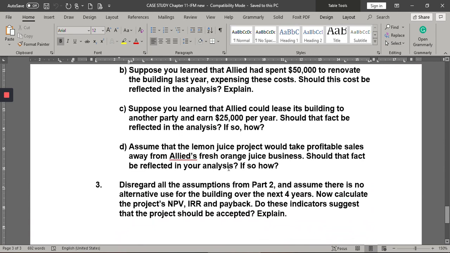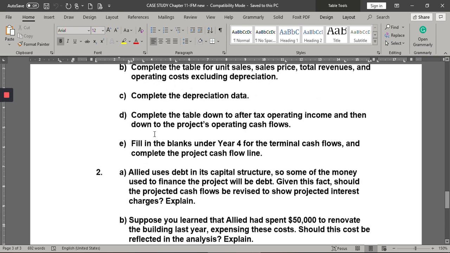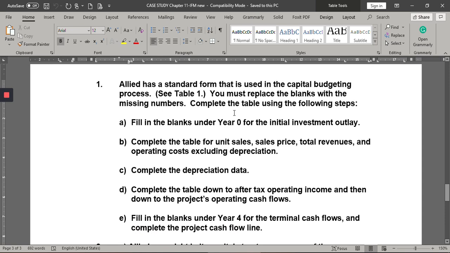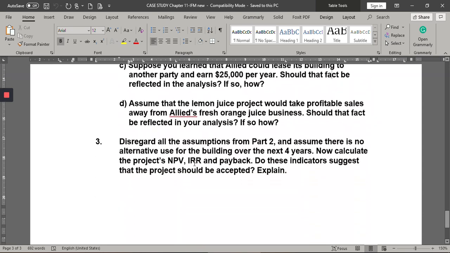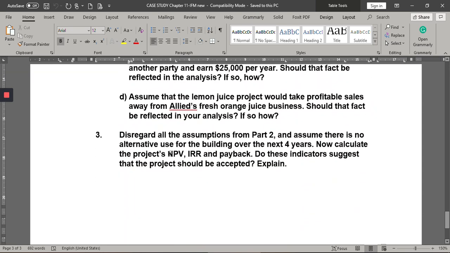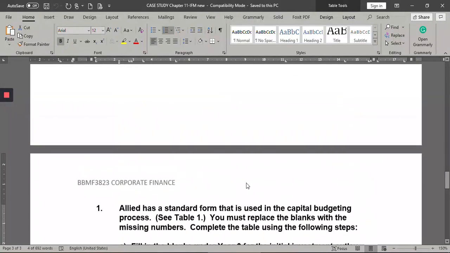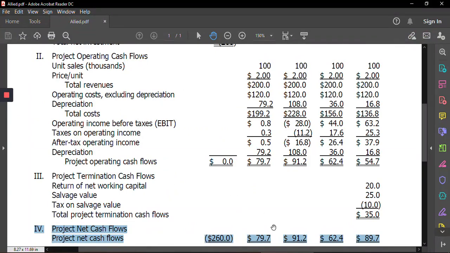Alright, so disregard all the assumptions from part 2 and assume there is no alternative use for the building over the next 4 years. Now calculate the project's NPV, IRR and payback. So don't include anything extra. With whatever you just calculated in the existing computation here, the question asks you to calculate NPV, IRR and payback. As you can see over here, once you calculate the net cash flow, the next part is straightforward, right?